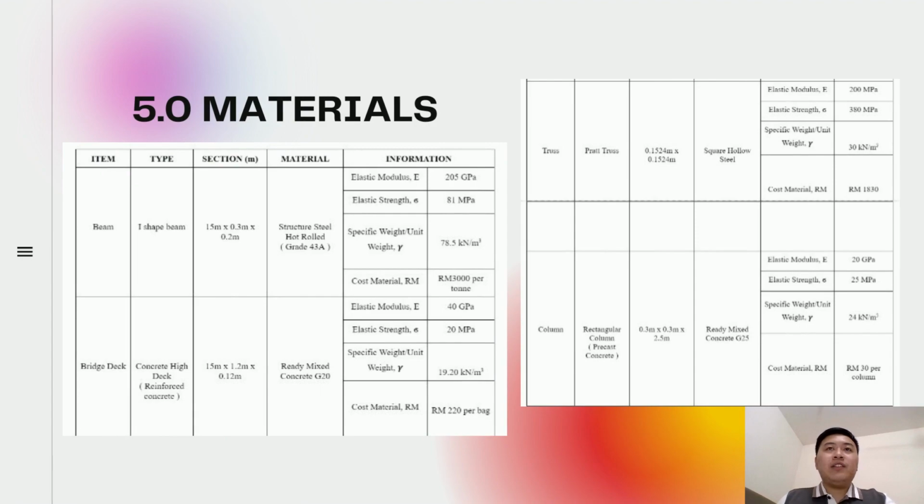Next, we will discuss the material part. In the material part, we have beam, bridge deck, truss, and the column. For different items, we will use different materials to build them. And also, we can see the materials in the figure that we show below. Thank you.